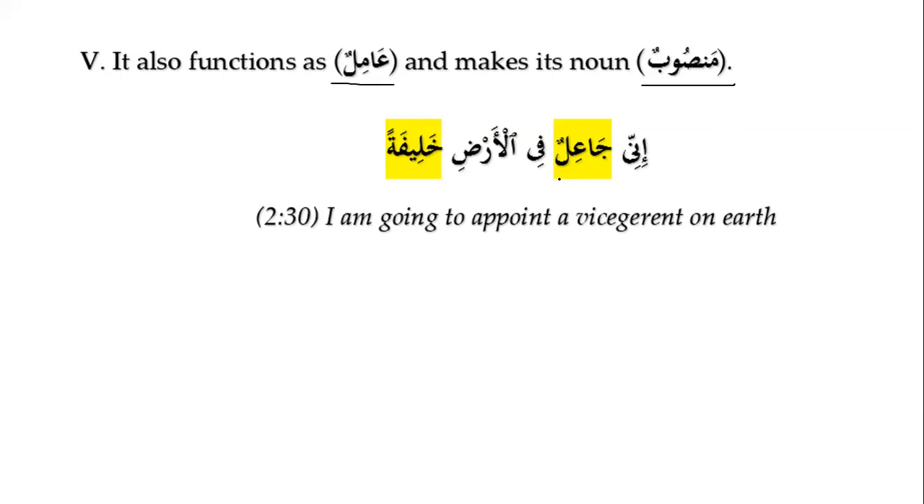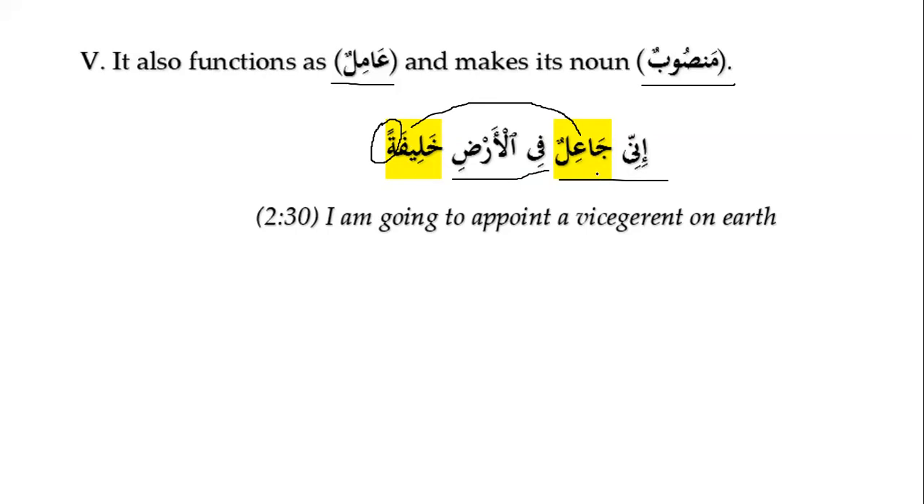Okay, let's analyze it. Inni, indeed I. So inna is an emphatic harf, yes. And then after that, the ya of the first person is ismu inna, and ja'ilun is khabaru inna. And fil ardi, as we know, is jar majroor. Okay, now why is khalifatan mansoob? Khalifatan is mansoob because of ja'ilun. So this is maf'ul bihi of ja'ilun.